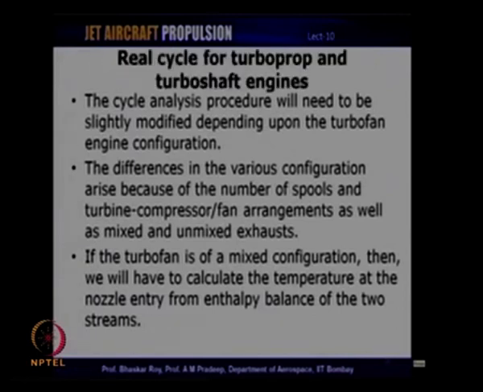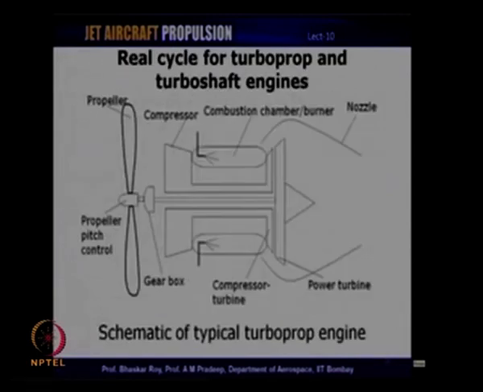We will not go into details of those configurations. Let us now quickly go to the discussion of cycle analysis for turboprop and turboshaft. We have already seen this schematic of a turboprop. It usually consists of a propeller with a gearbox attached to what is known as a power turbine, which drives the propeller. Then we have a compressor, combustion chamber, and the compressor turbine which drives the compressor. In many turboprops, in addition to the propeller thrust, we may also have thrust developed by the nozzle because of expansion through the nozzle.